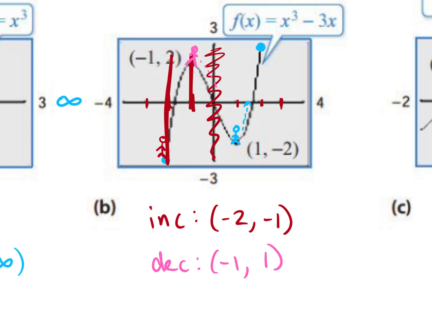So since there's another interval of increasing, when you have more than one interval, you use the little U symbol. I think WebAssign will make you put a U in it. The U just stands for and. So we're saying we're increasing from -2 to 1 and from 1 to 2. So if you have more than one interval, you'd want to use the U.